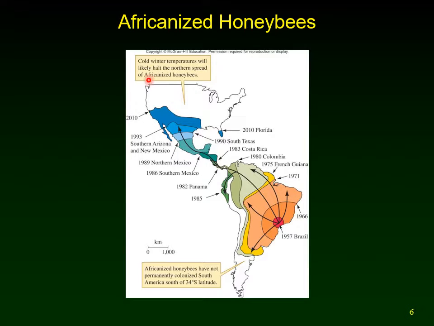And your text states that cold winter temperatures will likely halt the northern spread of Africanized honeybees. So they're not likely to move into too much of North America, or the United States, just because it gets too cold in the winters and it would kill off the populations. They also haven't gone any further south, likely due to the cooler temperatures in winter there as well.